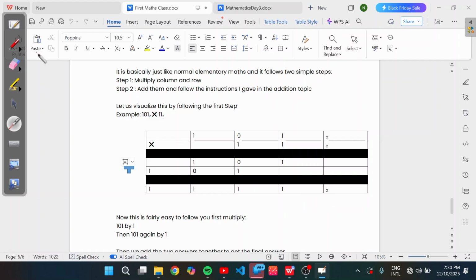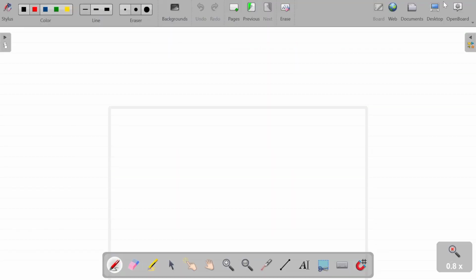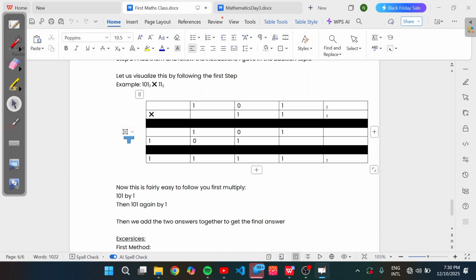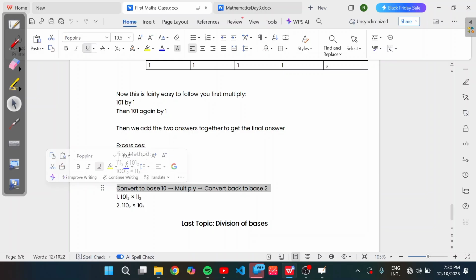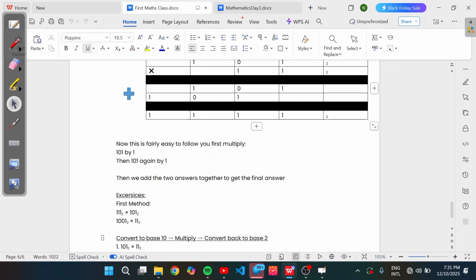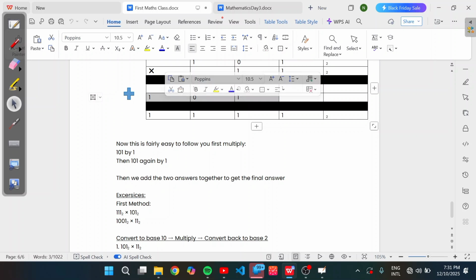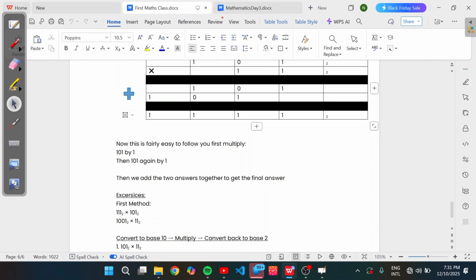Now, I know I said I'm not going to teach the second method. I actually am not going to teach the second method, but this is basically what you have to follow. Convert them to base 10, multiply it, and then convert back to base 2. The reason why it was so fast for this question is because we didn't have any difficult rule to follow. So that's why it was so fast.